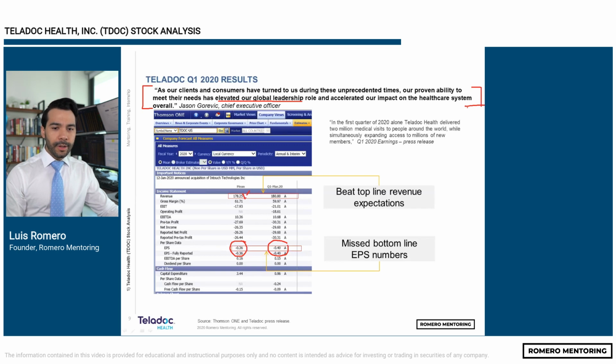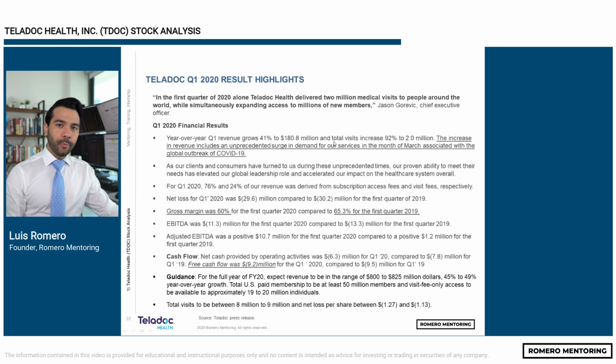So in the next slide, we go a little bit more in depth in reviewing the first quarter results. And you can see how many people they actually serviced in that first quarter. So in the first quarter of 2020 alone, Teladoc Health delivered 2 million medical visits to people around the world. 2 million. This is only in the first quarter. So if you were to think about this, the first quarter was 2 million people. There's 4 quarters out there.